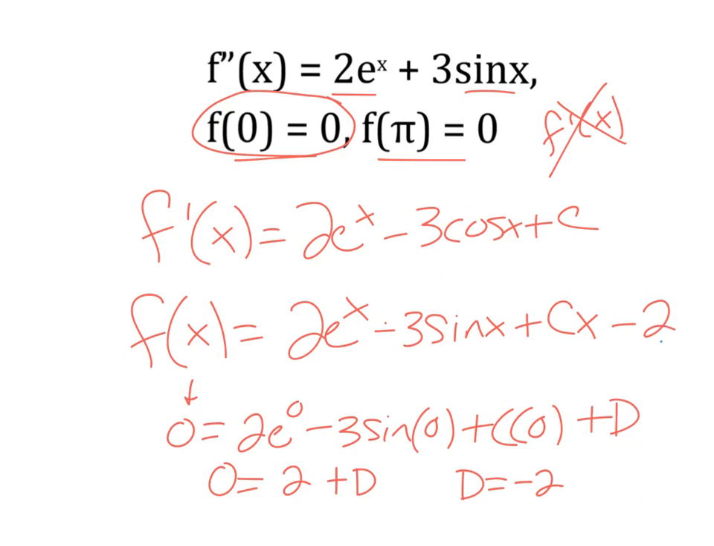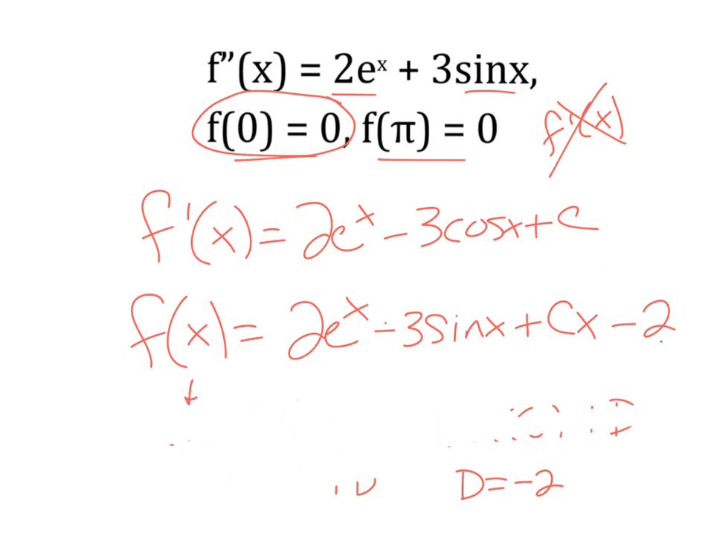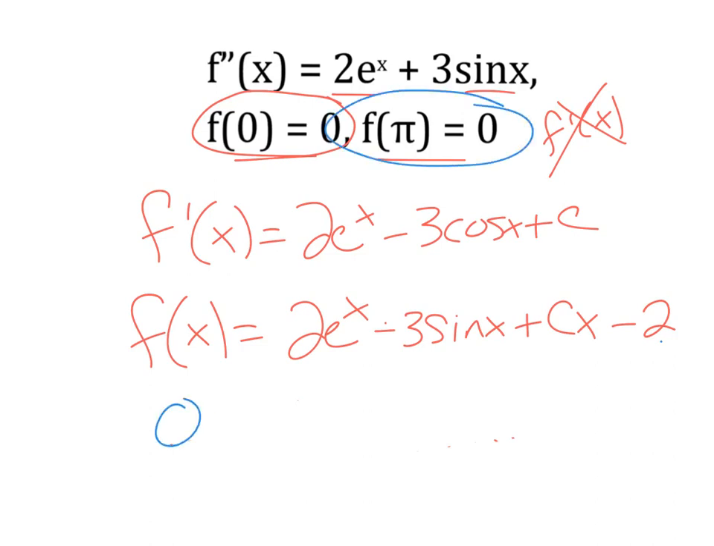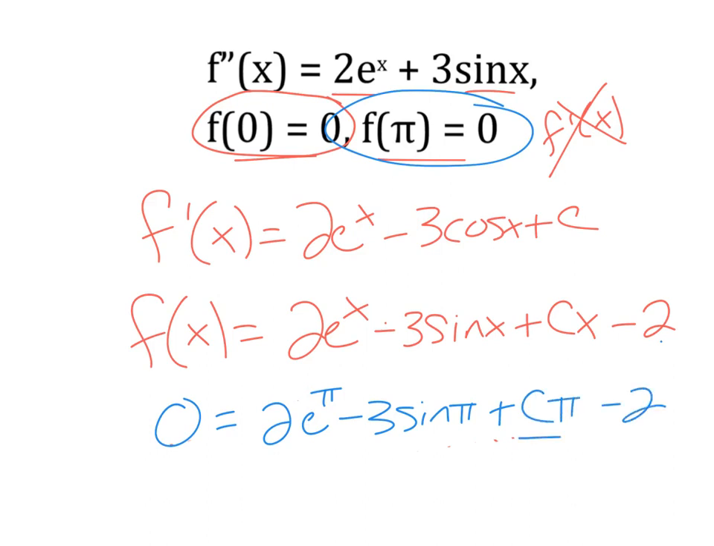Now I can use that last condition to figure out what my c value is. So if I use that last condition, that if I sub in pi now, my output's 0. So the output's 0, and if I sub in pi for x, plus c times pi minus 2. If I try to solve for c by itself, let's just keep our answers exact. I know that sine of pi is 0, so that term doesn't have any effect.